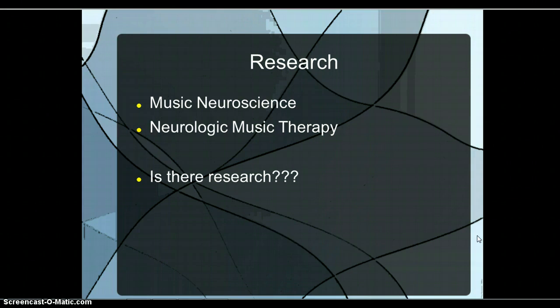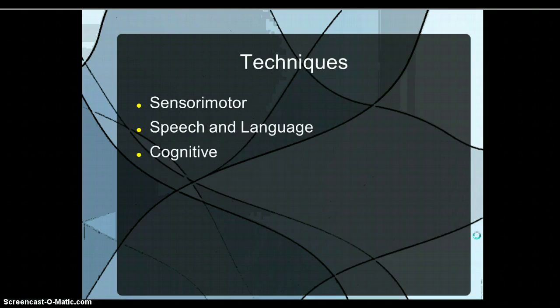So there is always this question, well, if music neuroscience is so new and neurologic music therapy is so new, is there research? And as I mentioned in part 1, yes, there is research, and I think this is just going to explode as there's more and more interest and, of course, funding for research in music neuroscience, and also as we get more neurologic music therapists who specialize in this and get more of them to do research, then that's also going to build the body of literature.